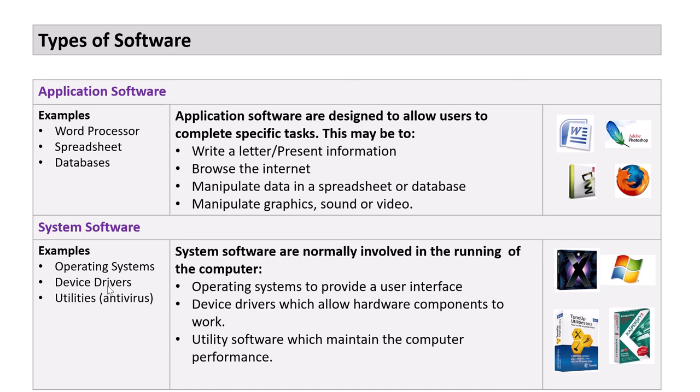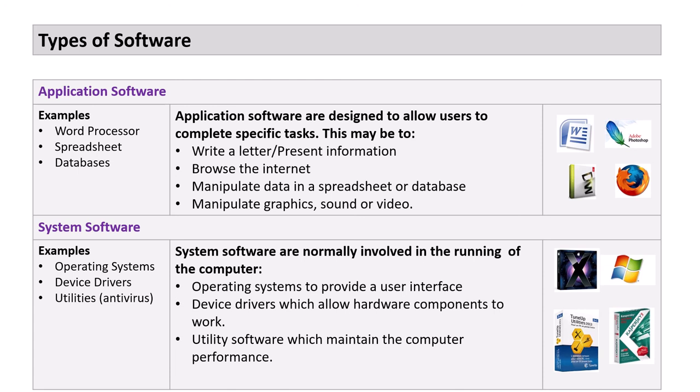Your device drivers, that is, when you connect a printer, the software that tells the printer what to do with the computer and tells the computer how it can communicate with the printer. This device driver is also an example of system software. And all antivirus software that helps to maintain your computer, these are all examples of system software.